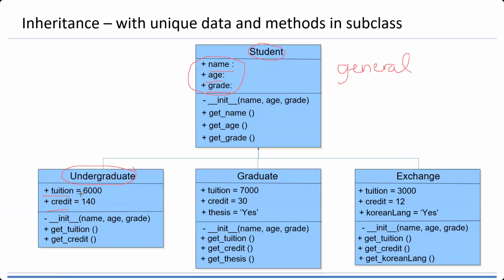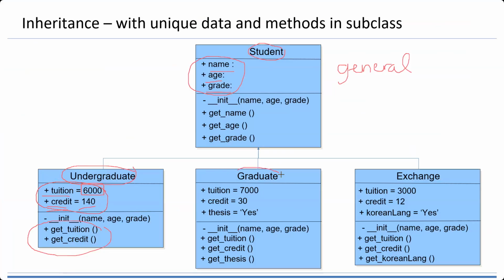For example, let's suppose for the undergraduate student, the tuition is fixed at 6,000. Maybe if there is a scholarship, they can have some changes. The number of credits is 140. It is fixed. So we can define the data in the undergraduate student. For this undergraduate student, we can have two methods, in this case get tuition and get credit.